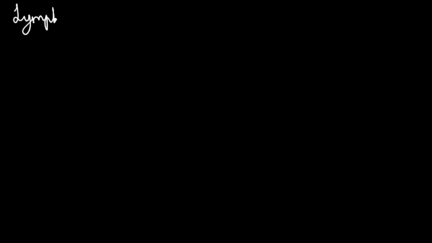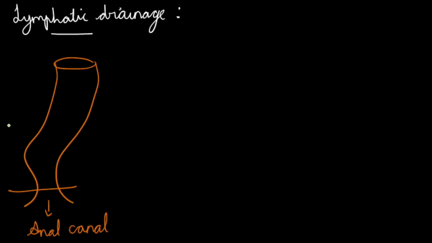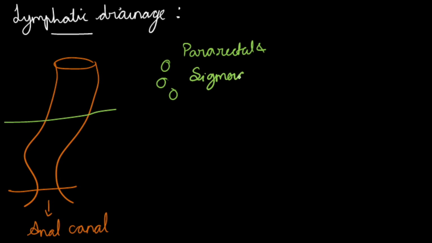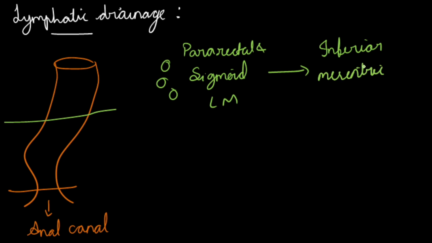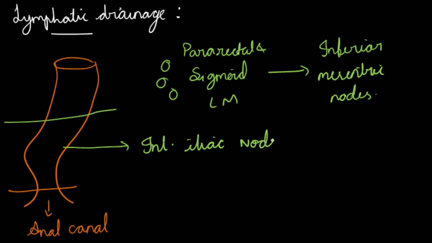Regarding the lymphatic drainage, here rectum is divided into two parts, upper half and lower half. Here this upper lymphatics drains into pararectal and sigmoid lymph nodes, which drains into inferior mesenteric nodes. And then this lower half drains into internal iliac nodes. So you have to remember this specifically because upper half and lower half are having different lymphatic drainage.